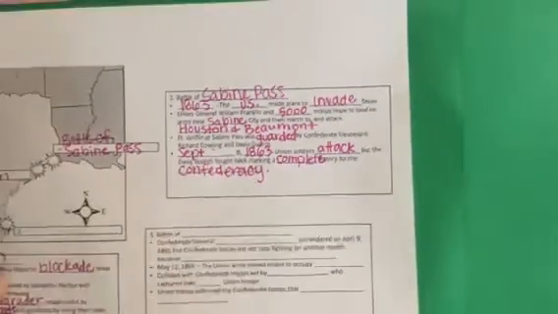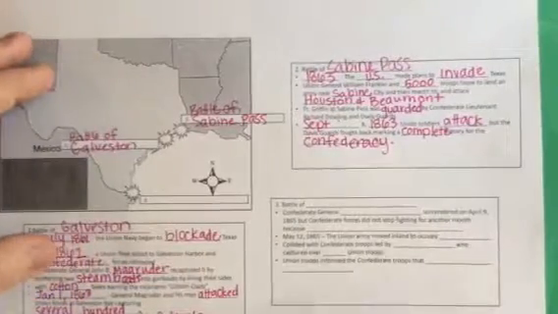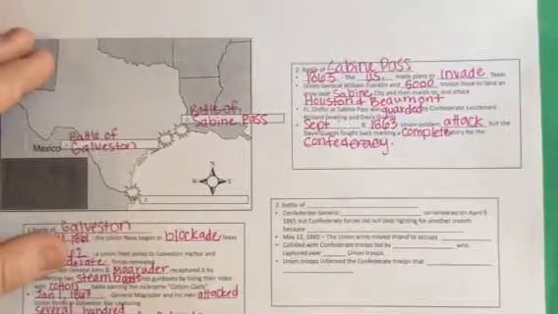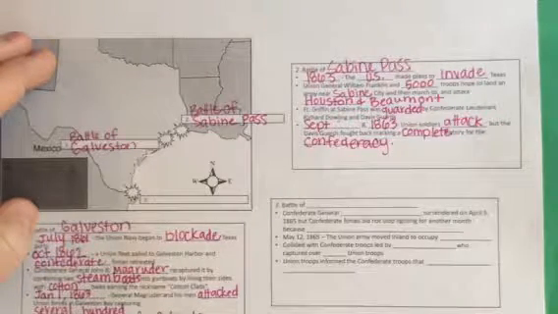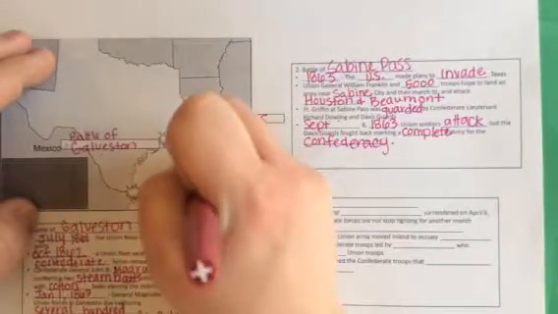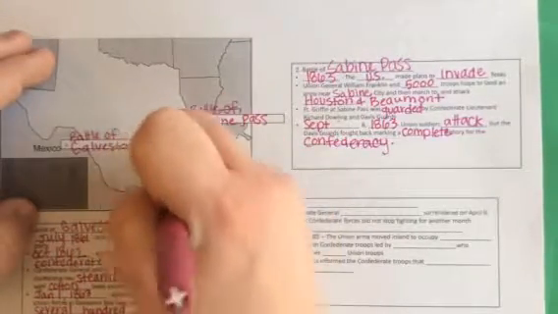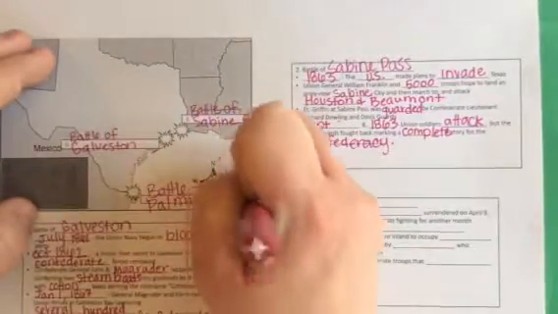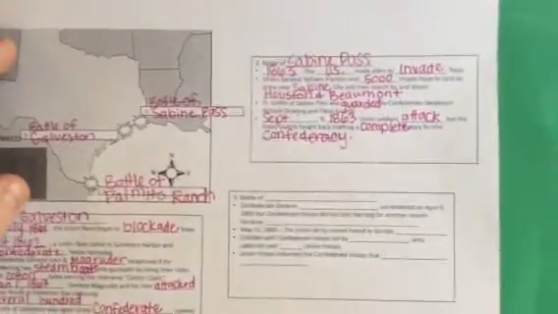Okay, now back to the map. The third battle in Texas happens after Appomattox Courthouse. I hope you know that means that the Civil War is already over, but we have one more battle that we fight. This is the Battle of Palmito Ranch. Sorry, my handwriting is so messy.